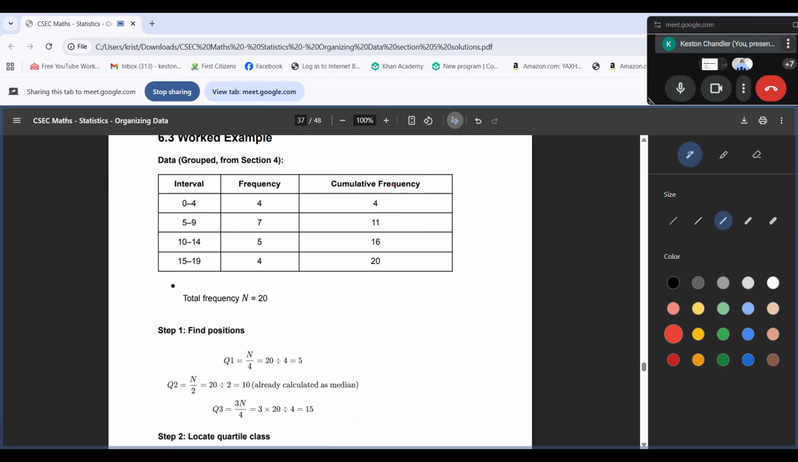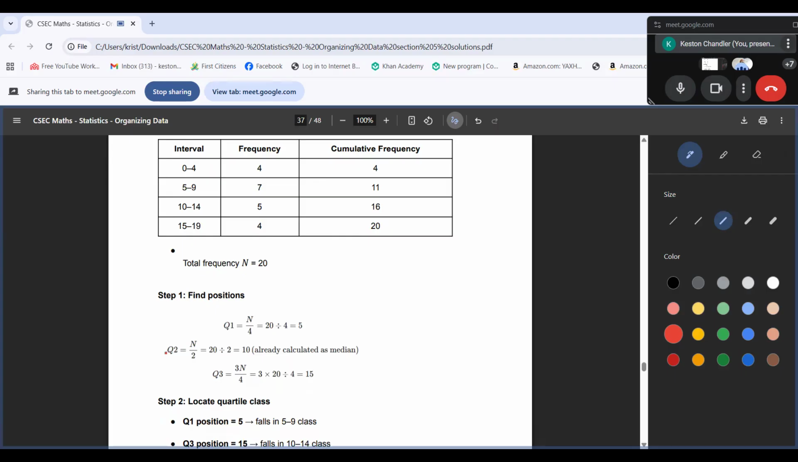The 5th spot, if you look at the cumulative frequency here, up until here we only have 4 spots. The 5th position will actually fall in this particular class, right? Because up until this point, we have 11 values or 11 observations, right?